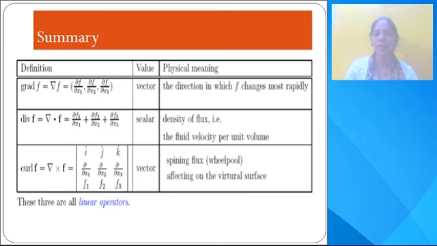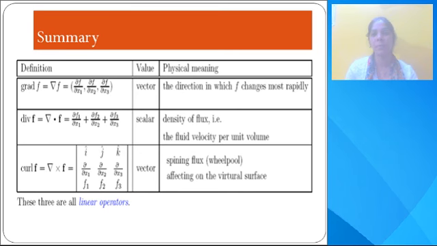Physical meaning: in case of grad f, it is the direction in which f changes most rapidly. Divergence of f is the density of flux, that is the fluid velocity per unit volume. And curl of f is the spinning flux affecting the virtual surface.